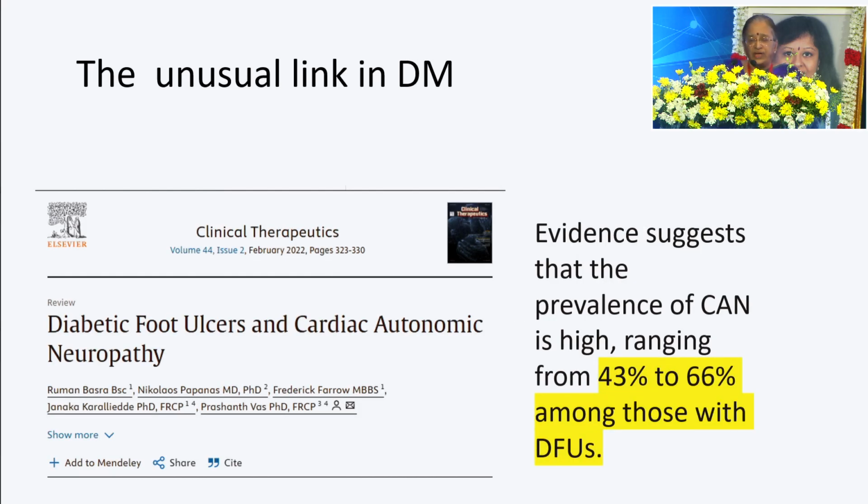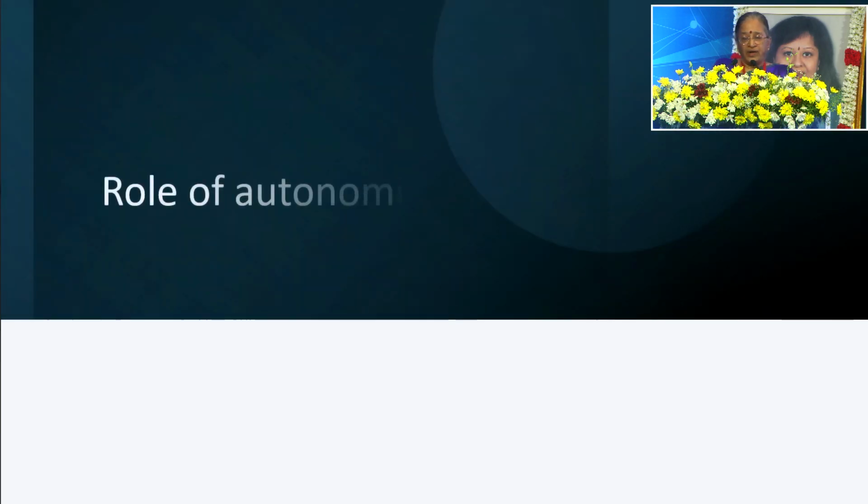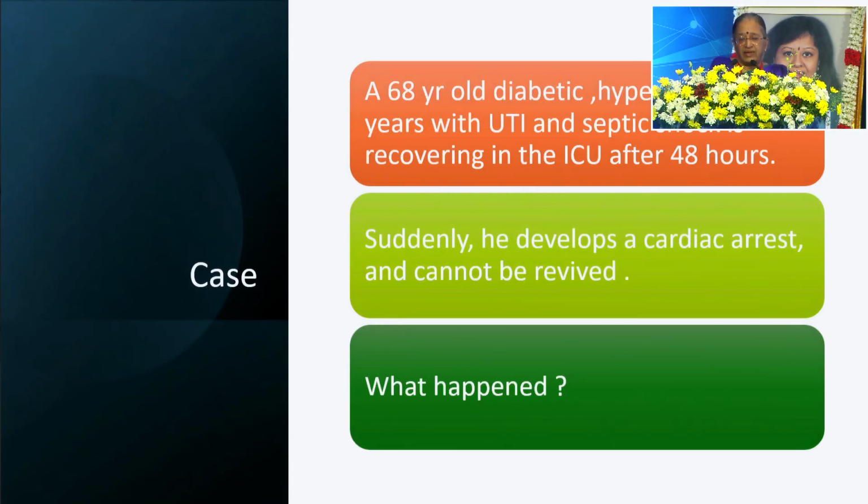I want to bring your attention to an unusual link. Many times we think diabetic foot ulcer is there, but do you know the diabetic foot ulcer is associated with cardiac autonomic neuropathy in 43 to 66% of those who have it. So remember, diabetes is not one complication. We have to look at the patient as a whole. So cardiac autonomic neuropathy is a big thing in diabetes.